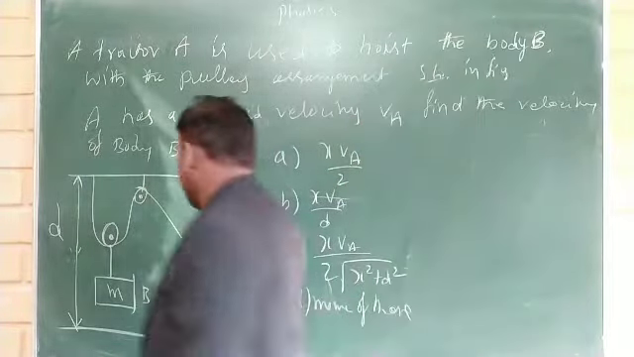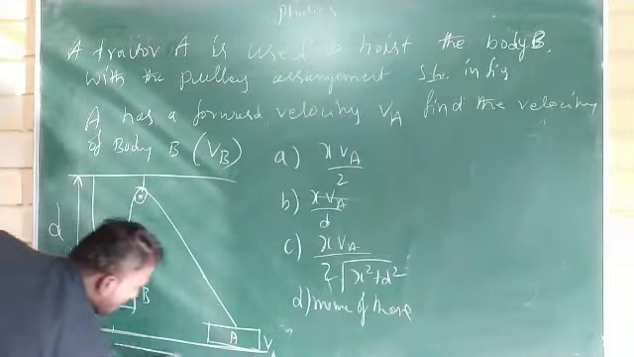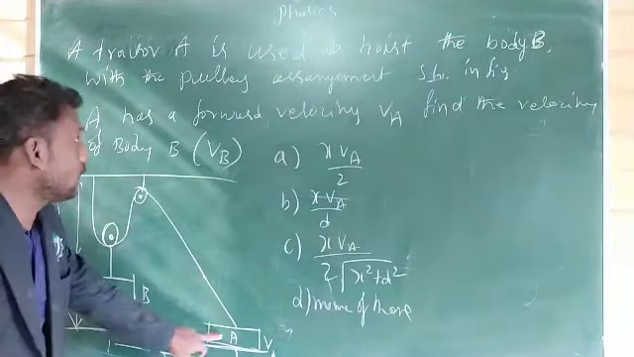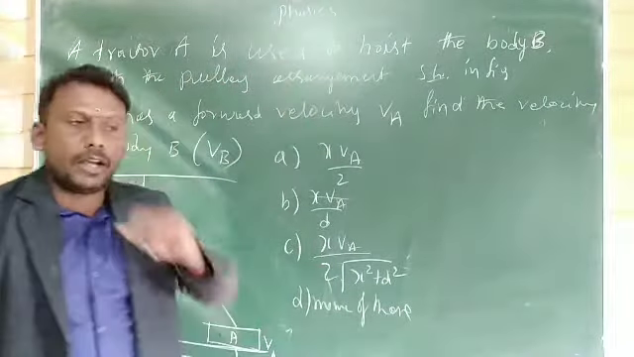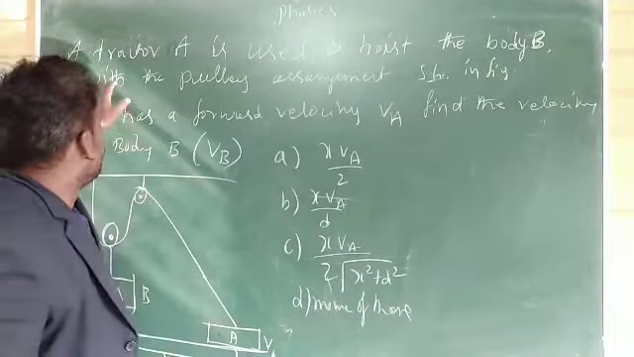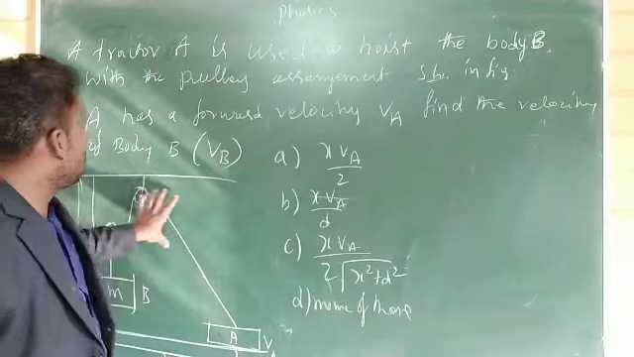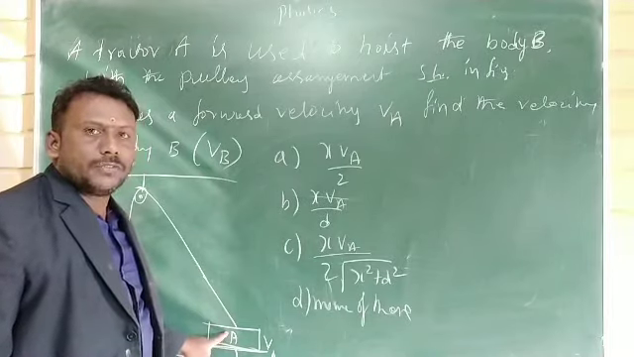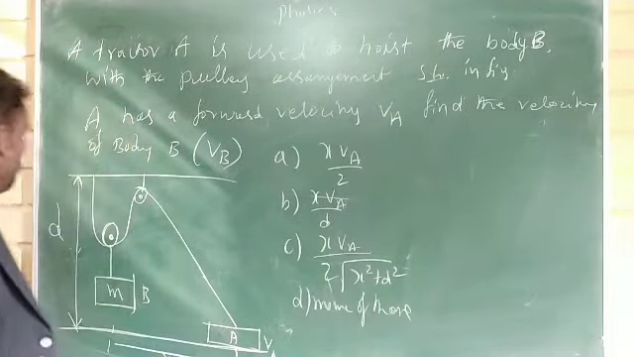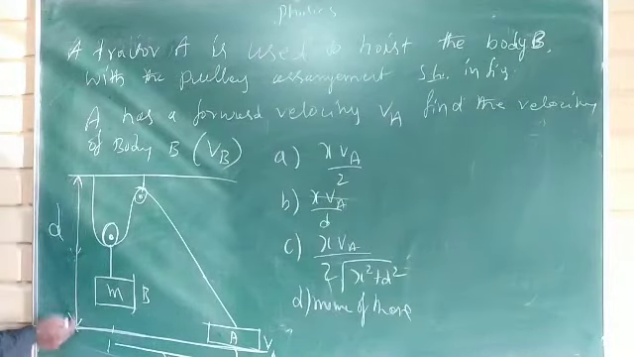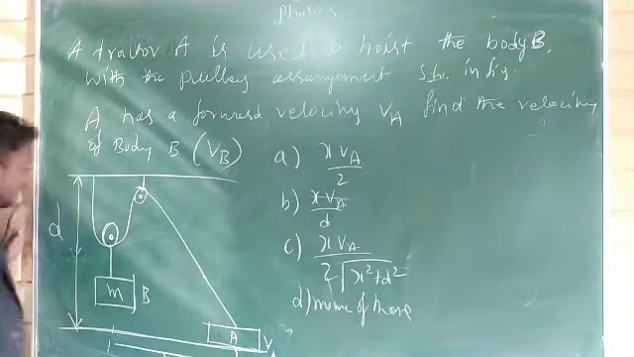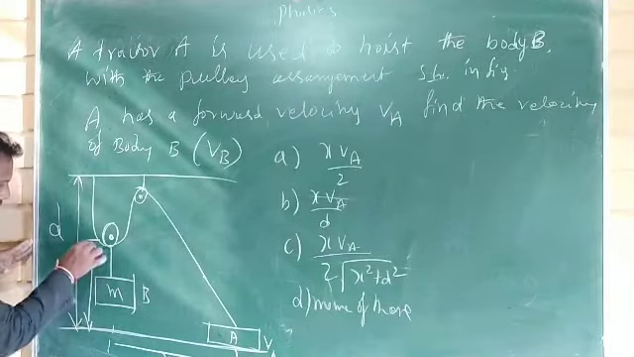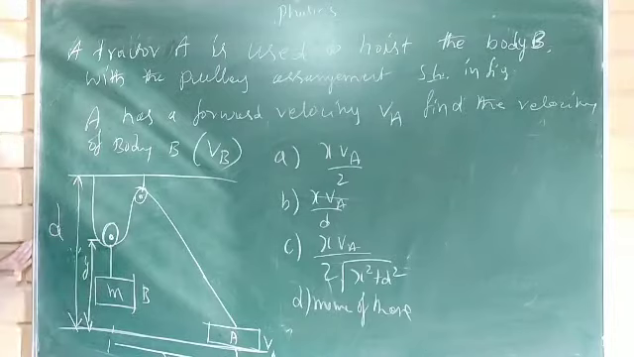In this figure, this is the x value. A tractor A is used to hoist a body B with a pulley arrangement as shown in the figure. A has a forward velocity. Find the velocity of body B. Here, this value is d and this value is x. We take this height as y.